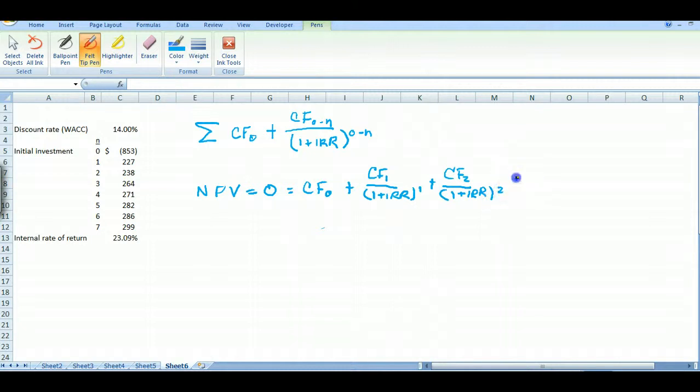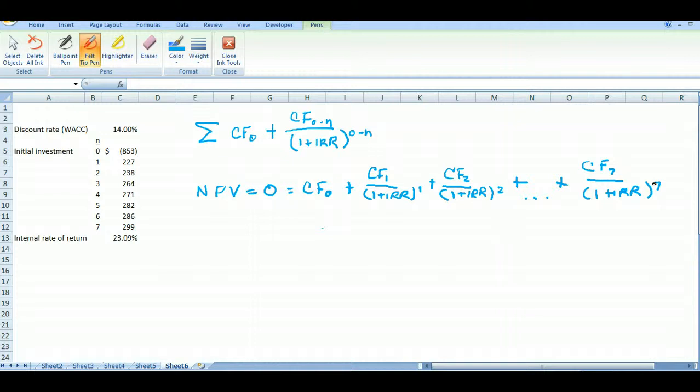And then what we can do, so we don't have to go off the end of the page, I put these little dots, and that means continued. And we'll take that out to the cash flow for period 7. And again, that'll be divided by 1 plus IRR to the 7th power.